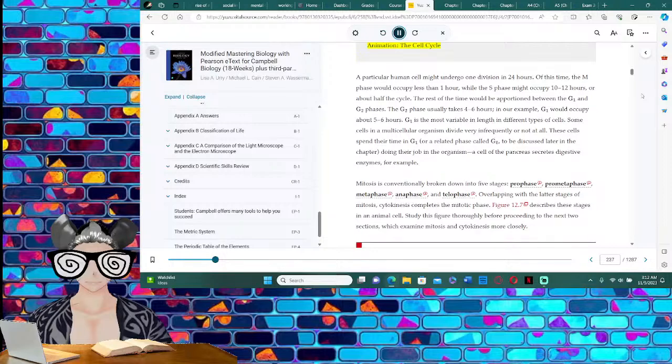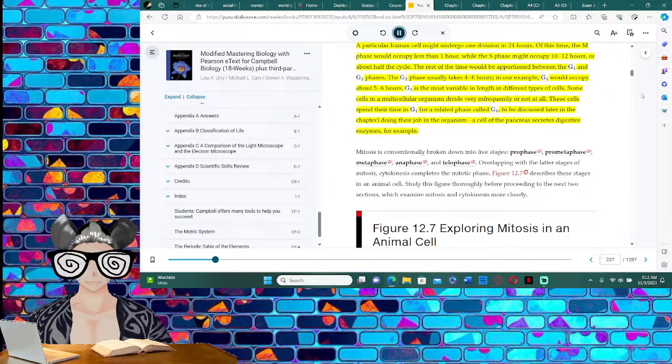Animation, the cell cycle. A particular human cell might undergo one division in 24 hours. Of this time, the M phase would occupy less than 1 hour, while the S phase might occupy 10 to 12 hours, or about half the cycle. The rest of the time would be apportioned between the G1 and G2 phases. The G2 phase usually takes 4 to 6 hours; in our example, G1 would occupy about 5 to 6 hours. G1 is the most variable in length in different types of cells.